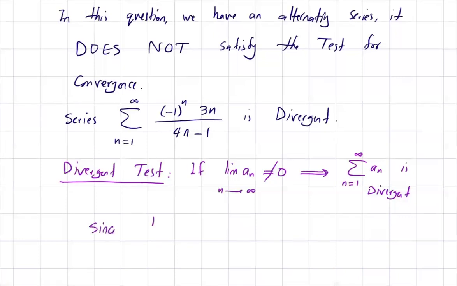So we just showed that, here we go, you can take the limit of -1 to power n times 3n divided by 4n minus 1, and just take a look at your bn, right? Your bn as 3n divided by 4n minus 1 as n goes to infinity. This is 3 over 4, which is not 0. So for sure you can say that this series is a divergent series.